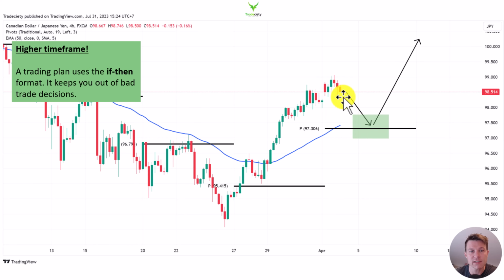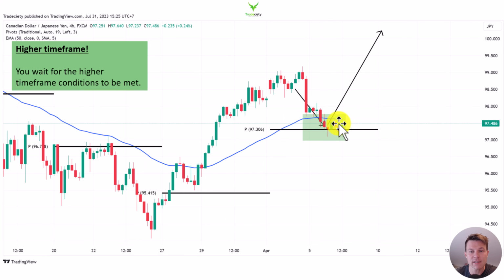You don't want to chase. This is not your system. And this can already bring you a lot of confidence and peace of mind. Now you can see the market has moved back into the pivot. We are at the moving average. We are finding support here. And now your higher time frame conditions are met.